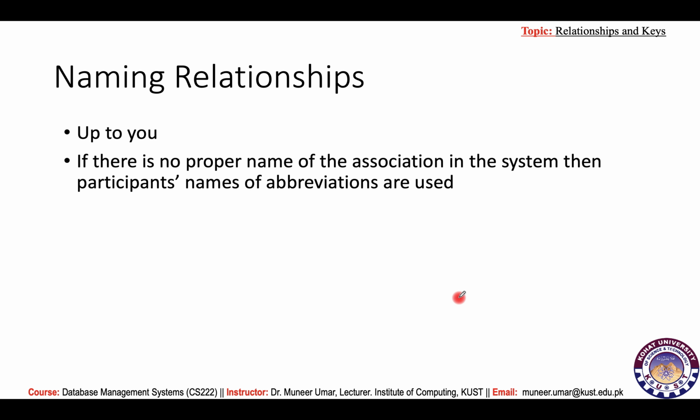While working with relationships, we also name these relationships. There is no proper system or rules for naming the relationships. However, it is suggested to give appropriate names to the relationships according to their contexts. If there is no proper name available for an association in the system, then the participants' names or abbreviations are used.